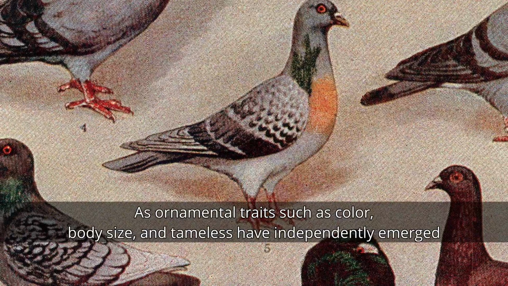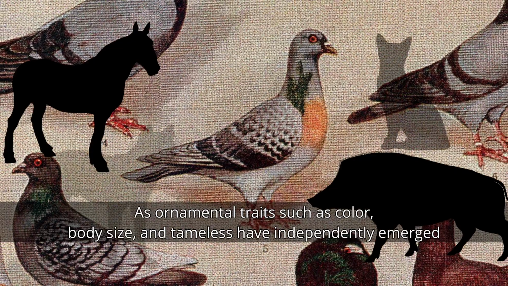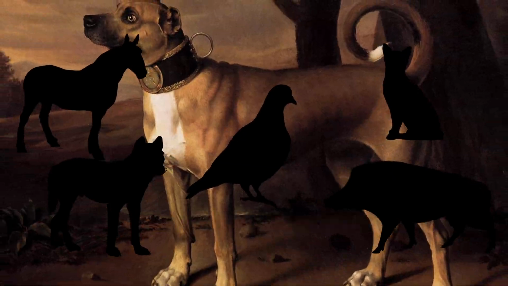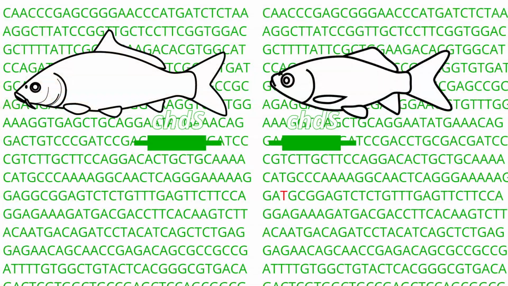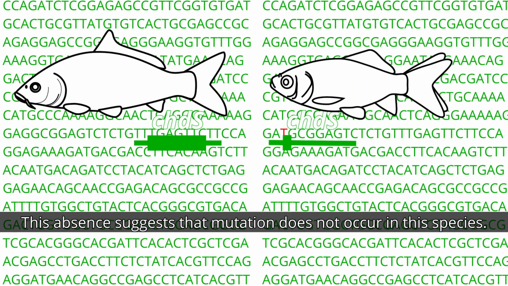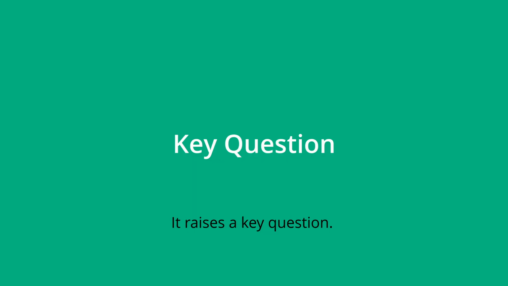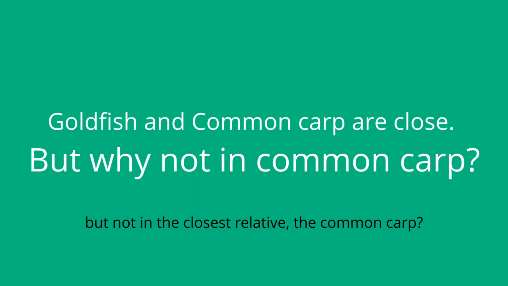Other ornamental traits such as color, body size, and tameness have independently emerged in different domesticated species. Yet twin-tail morphology has not appeared in common carp. This absence suggests that the mutation does not occur in this species. It raises a key question: why did this mutation arise in goldfish but not in their closest relative, the common carp?